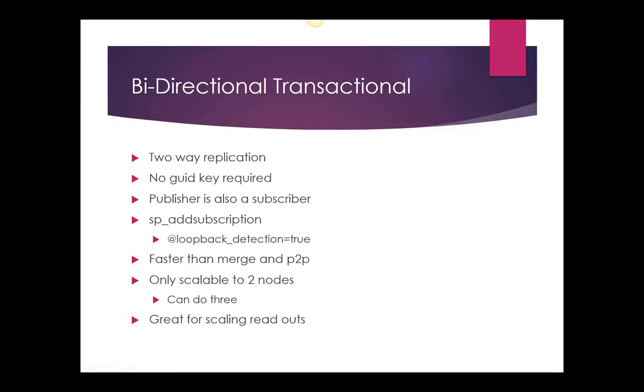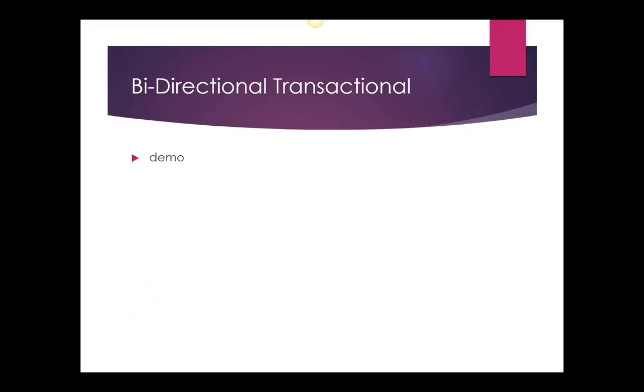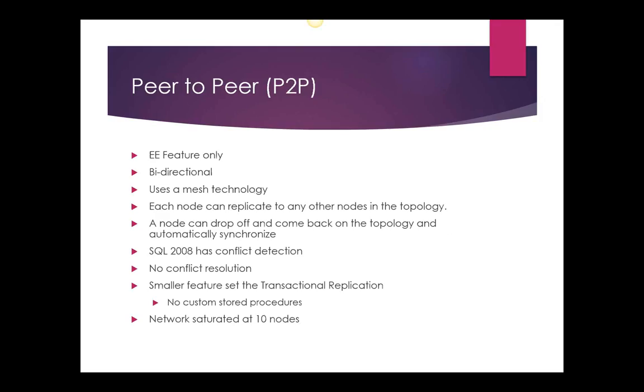So if you are using peer-to-peer today between two nodes and you need faster replication or lower latency, you may want to think about using bidirectional transactional replication instead. It is ideal for scaling out reads. So this is when all my changes are occurring on one node, and I can have another node where all my reads are directed to. Demo, we've kind of already looked at that.